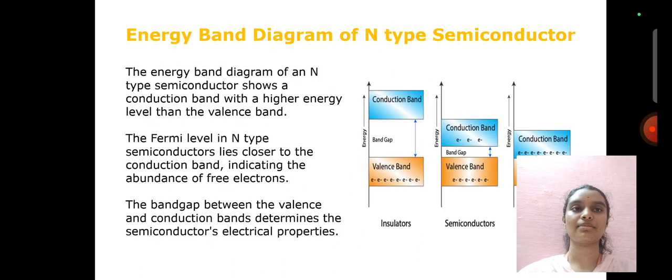The energy band diagram of the N-type semiconductor. The energy band diagram of an N-type semiconductor shows a conduction band with a higher energy level than the valence band. The Fermi level in the N-type semiconductor lies closer to the conduction band, indicating the abundance of free electrons. The band gap between the valence band and the conduction band determines the semiconductor's electrical properties.